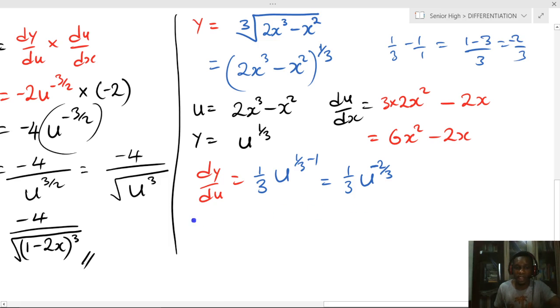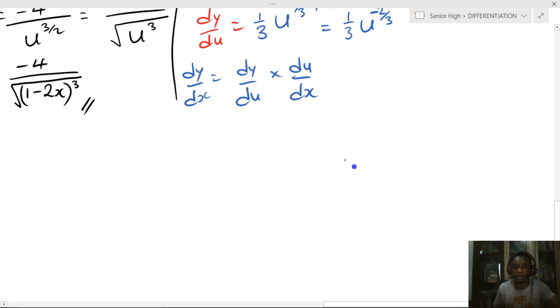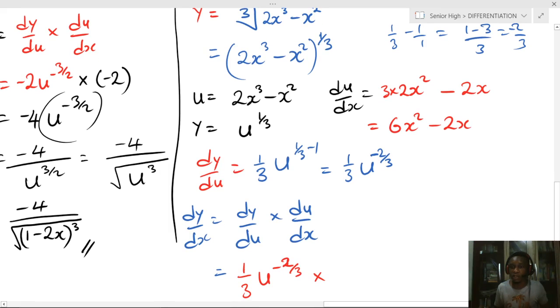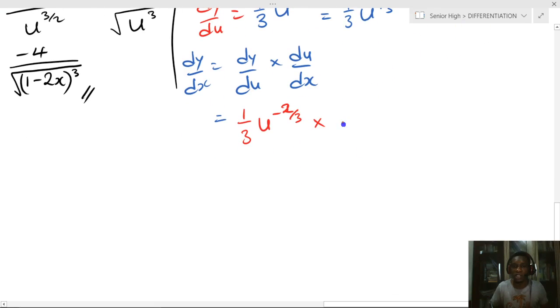So finally, I can now say that my dy dx, according to the formula, is equal to dy du multiplying du dx. So our dy du is 1 over 3 u raised to the power of minus 2 over 3, multiplying our du dx. Let's check our answer. We had 6x squared minus 2x, so let's put it in brackets.